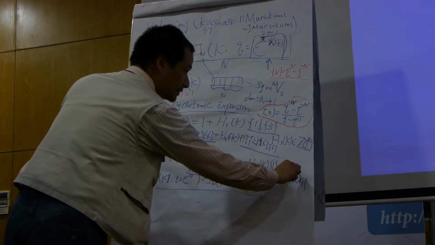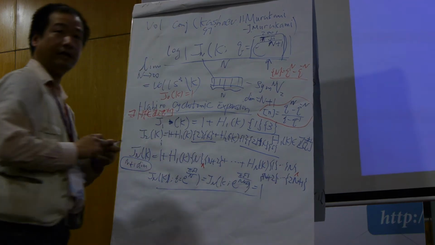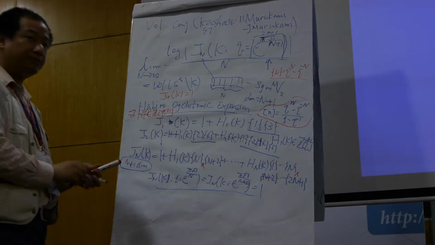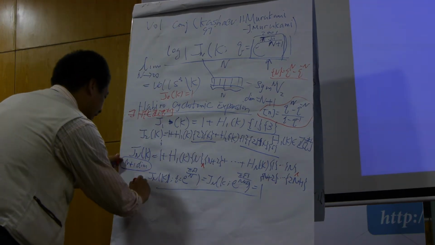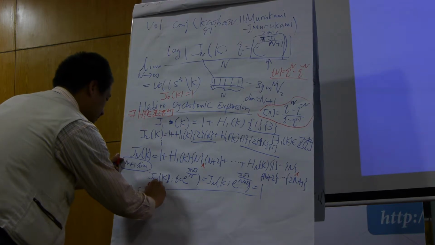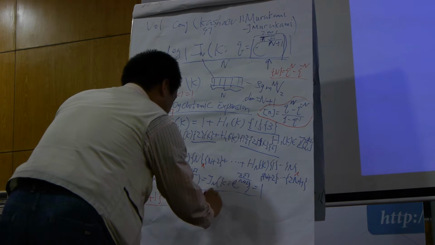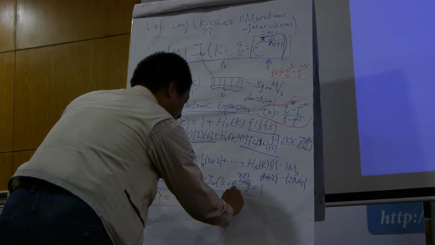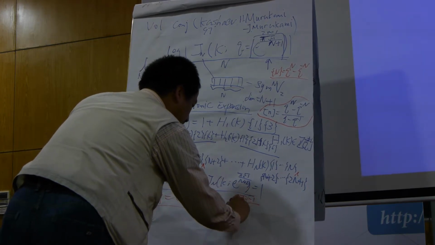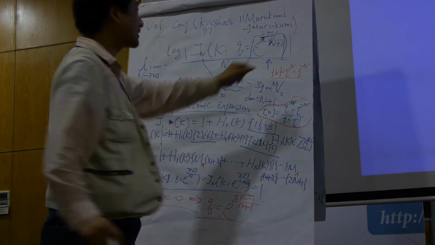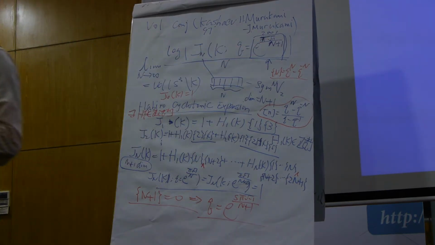You see, there is a gap here, so n to n plus 2. So we solve the gap equation. What the gap equation is, n plus 1 equals 0. Then you get q to the e s pi i over n plus 1. This is the correct root of unity for the volume conjecture. So here we find a very close connection between the cyclotomic expansion and the volume conjecture.